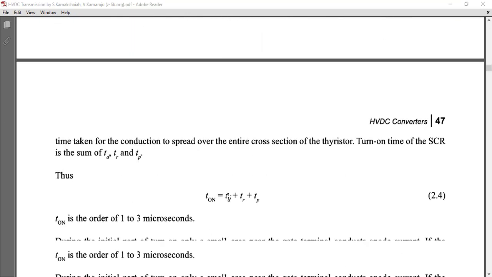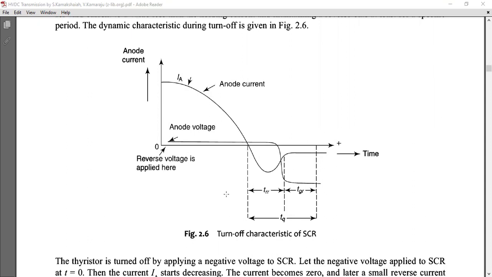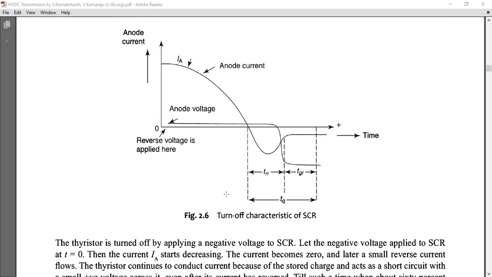Now we will see the dynamic characteristics of the SCR during turn off. These are the turn off characteristics. Once a thyristor is turned off, what happens? The thyristor has regained the forward voltage blocking capability. After the forward conduction, if the thyristor regains the forward voltage blocking capability, then we say that it is turned off. So if you want to turn off the thyristor, what do we have to do?